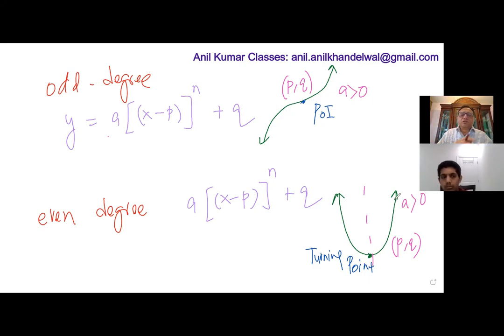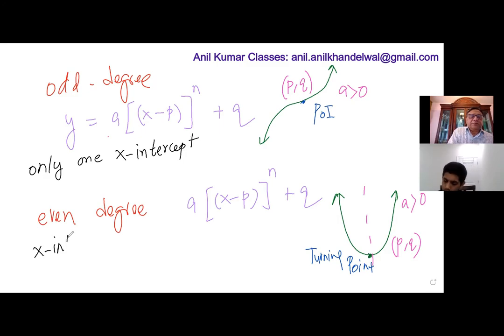So you can summarize saying that for an even degree function, you could have more than one x-intercept. Now one thing is very clear here, and that is only one x-intercept. Now here, x-intercept could be, we have three conditions, right? None, one, or two. So that is one difference between odd degree and even degree graphs which we have seen.